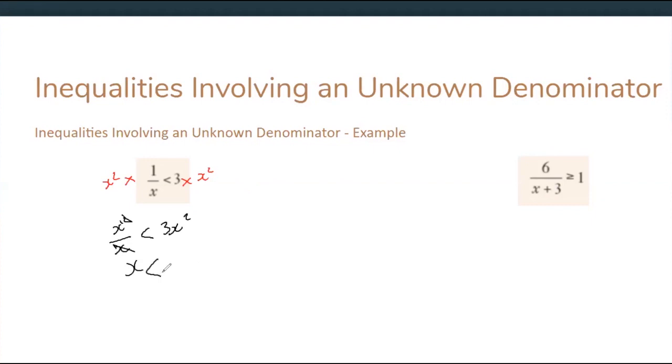So we get x is less than 3x squared, and we can rearrange this a little bit and get 0 is less than 3x squared minus x. And I don't have to change the sign here because I've just subtracted x. I haven't multiplied or divided by x.